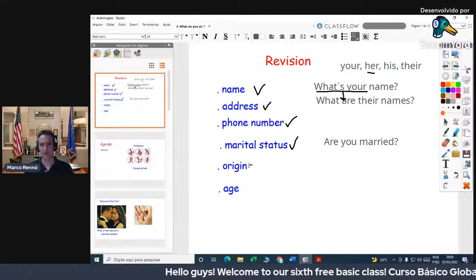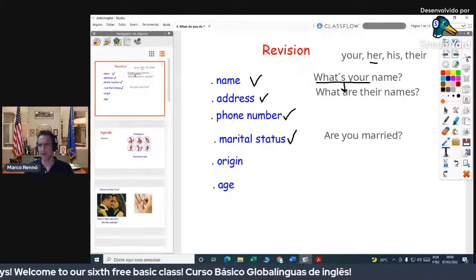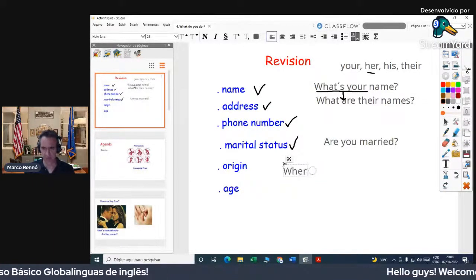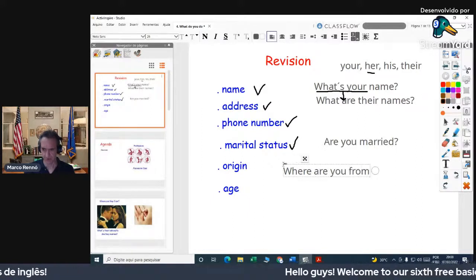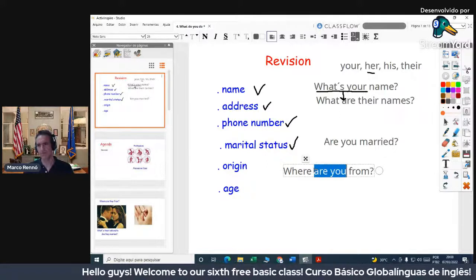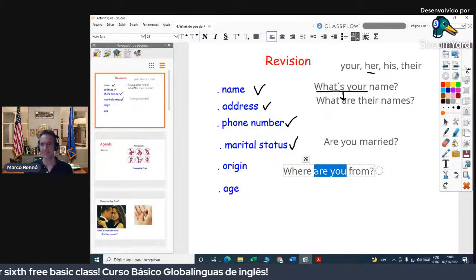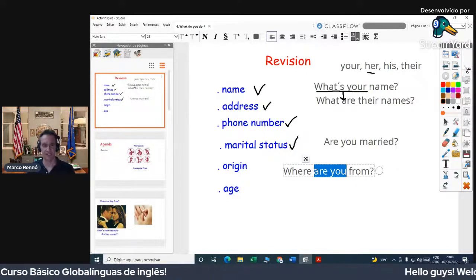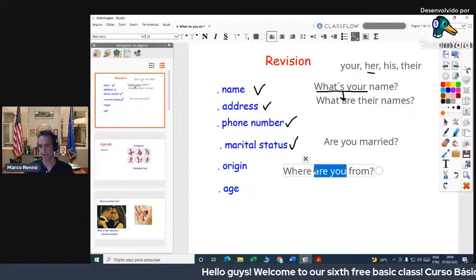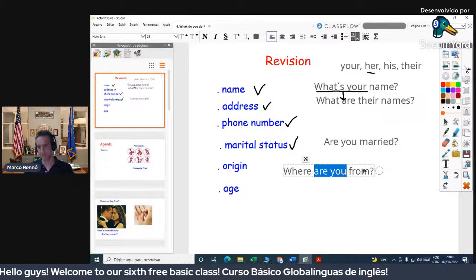Origin. How do you ask this question? How do you ask the origin of a person? Where are you from? Remember, where are you from? To talk about a man, where is he from? A woman, where is she from? Remember the accent of a teacher. Where is she from? Where is he from? Where are you from? If you talk about a group of people, where are they from?